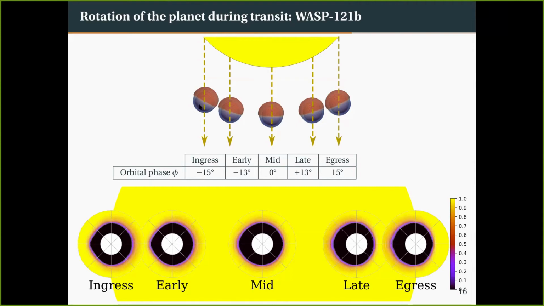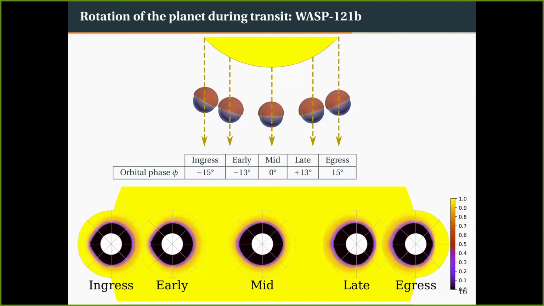So for this specific time of the transit, I've shown here the transmittance maps associated with these steps of the transit. And once we have this transmittance map, we can integrate them to have a transmission spectrum.